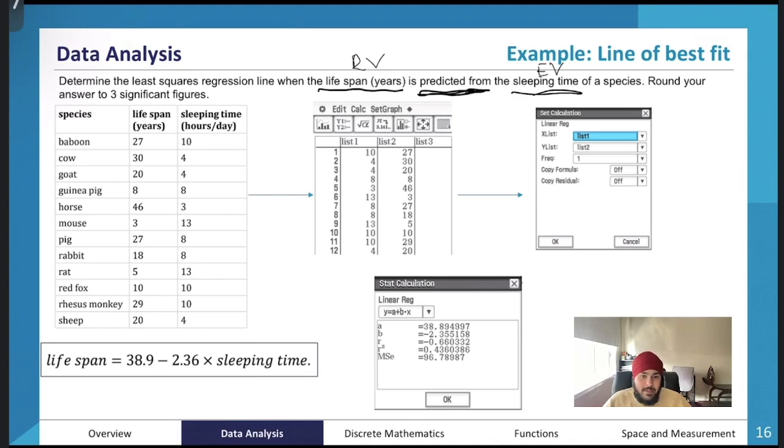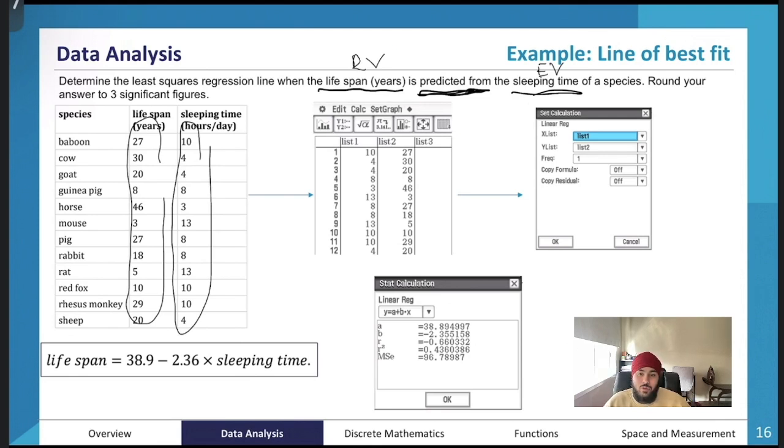So once you've determined that, we pop our data into the calculator. So I'm going to pop this column and this column onto my calculator. So in list 1, I always like to put in my explanatory variable. So although it's the second row in the data table that they've given us, I put it into the first column. And the reason for that, I'll show you in the next section. So I've put my sleeping time in the first column, my list 1, and my lifespan in my list 2.